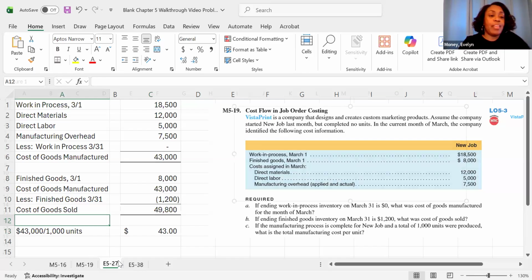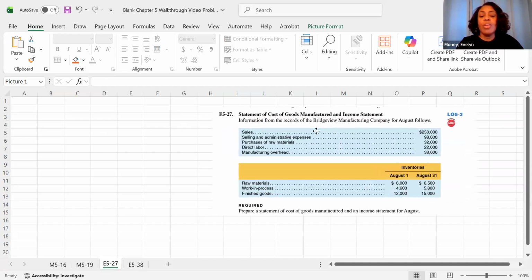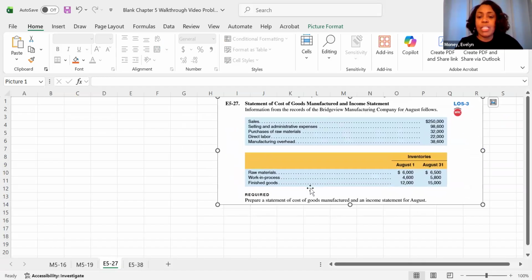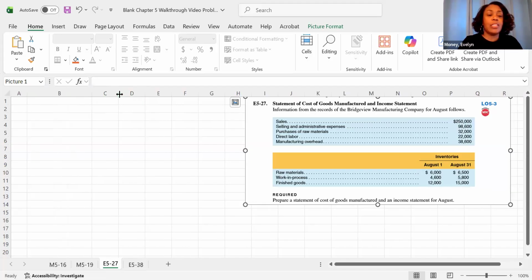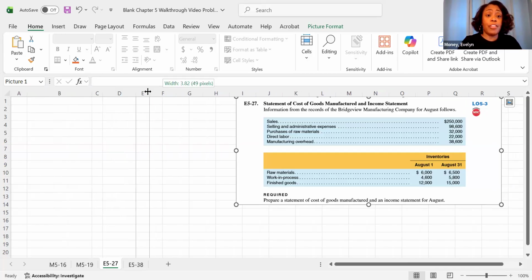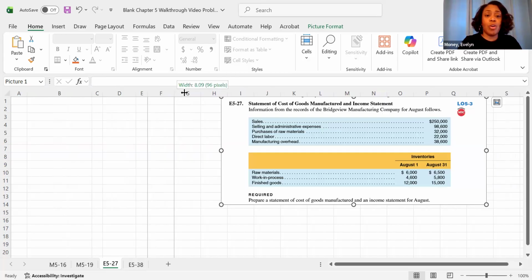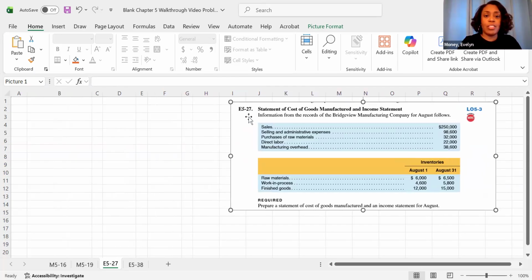Now, let's look at the official statement. And that's this problem here that I have made so small, where we're going to use this information that's given to us, and we're going to prepare a cost of goods manufactured statement and an income statement. Now, I have to resize my columns here, because these two statements are official statements, so we have to make sure things are properly centered and that we have headings and dollar signs and all that good stuff. That's why I am resizing columns.